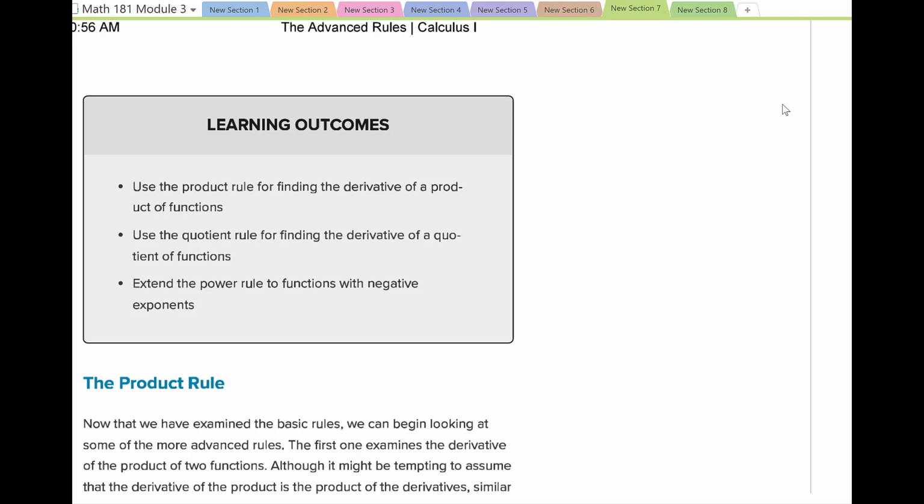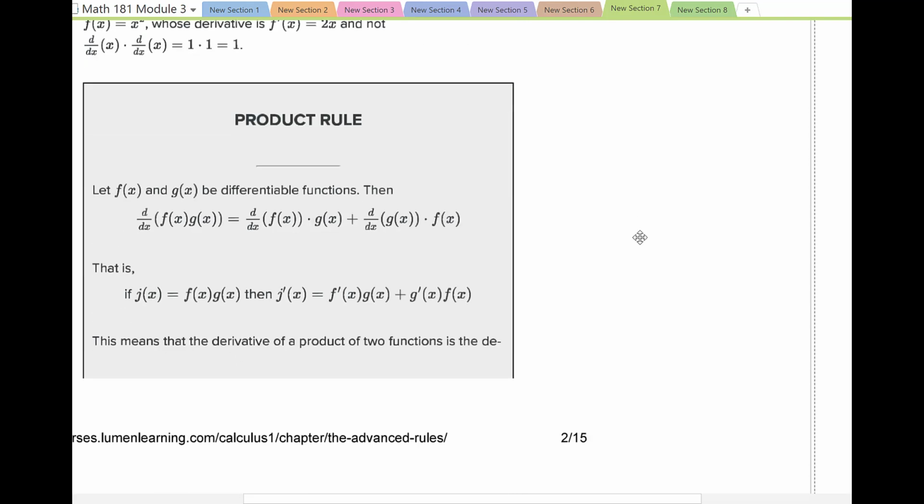In this section, we're going to look at some more rules for differentiation, and the learning outcomes are: use the product rule, that's a new rule we're going to get for finding the derivatives of a product of functions; use the quotient rule for finding the derivatives of quotients of functions; and extend the power rule to functions with negative exponents.